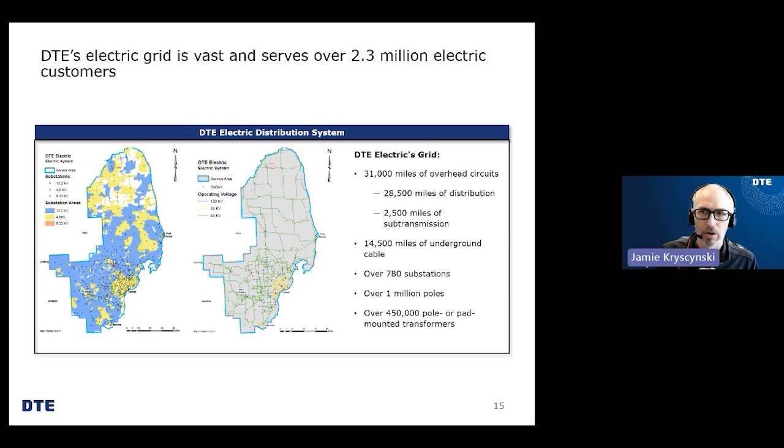As part of our grid, we have 780 substations, over 1 million poles. Just a massive amount of poles out there that we have to look at, inspect, and maintain on a regular basis. And then we also have almost 500,000 pole and pad mount transformers out there. Those are the small transformers that either hang on the poles or sit on a pad for the underground system that are right by your homes, businesses, and whatnot, where we actually take the power and do the final transformation for the voltage you can use within your homes, within your businesses.